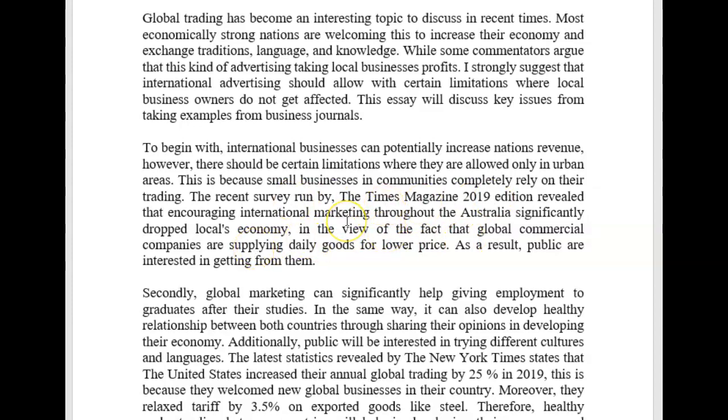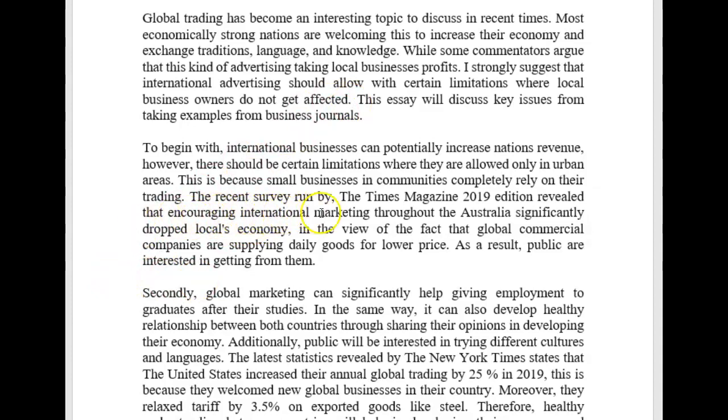Let's see. Significantly reduced, you don't reduce the local economy. You don't drop the local economy either. Now here we're dealing with a matter of collocation, so I want to make sure you have the right vocabulary here. Let me try it one more time.